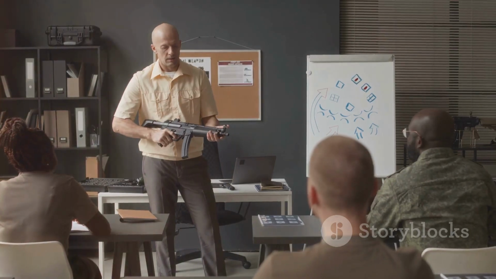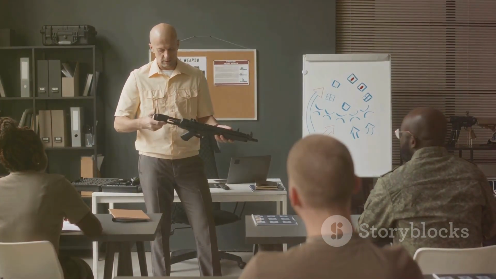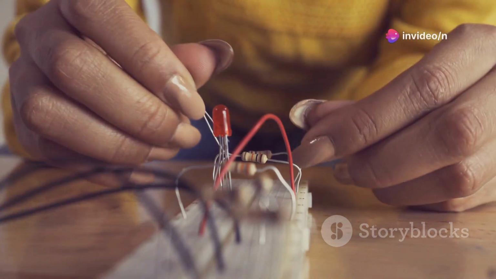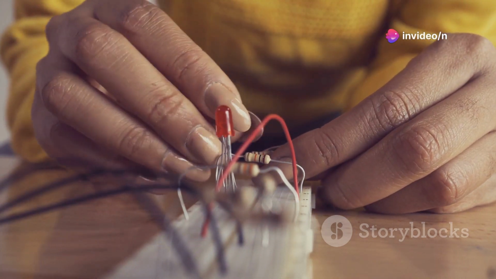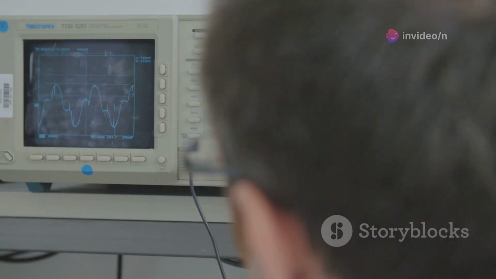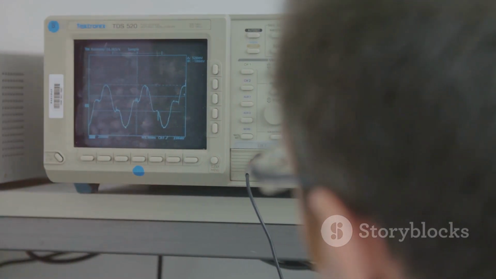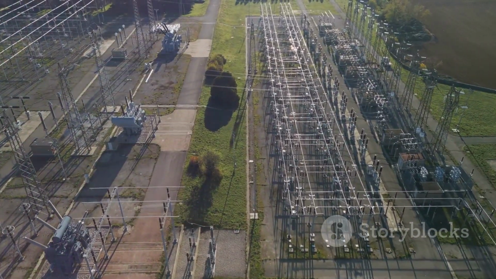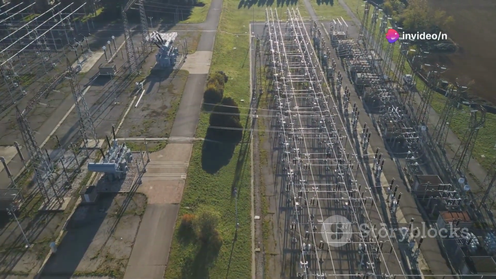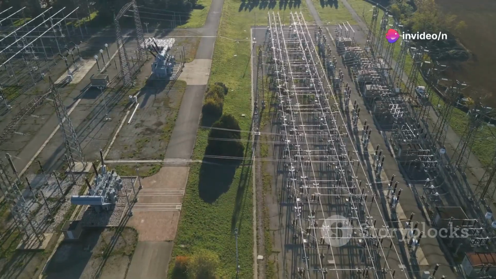Section 11. Conclusion: the enduring importance of RMS. As we've explored, RMS voltage and current are fundamental concepts in electrical engineering. They provide a standardized way to quantify the effective value of AC signals, regardless of their shape or complexity. From powering our homes to transmitting information wirelessly, RMS plays a vital role in countless aspects of our modern world.